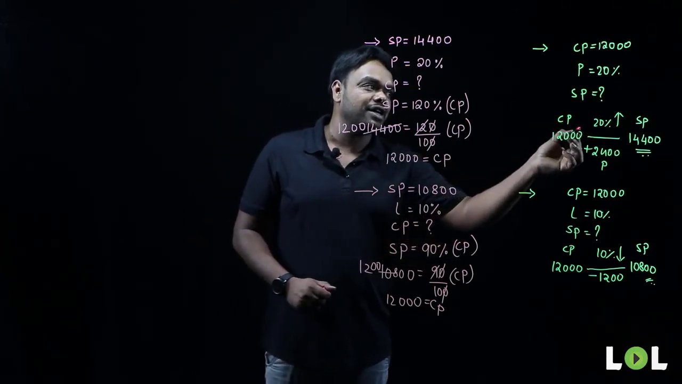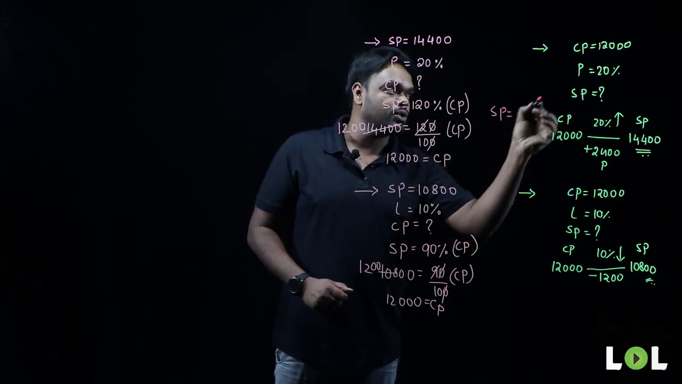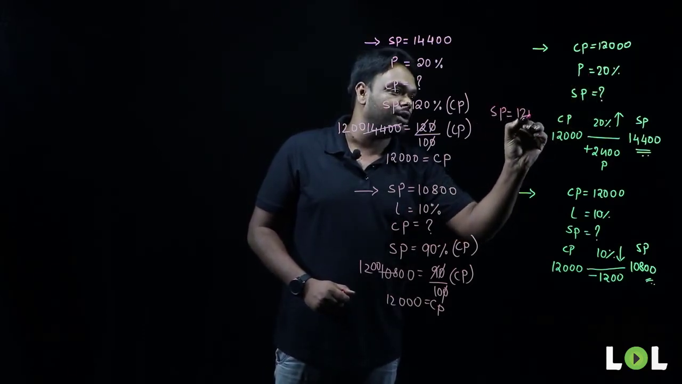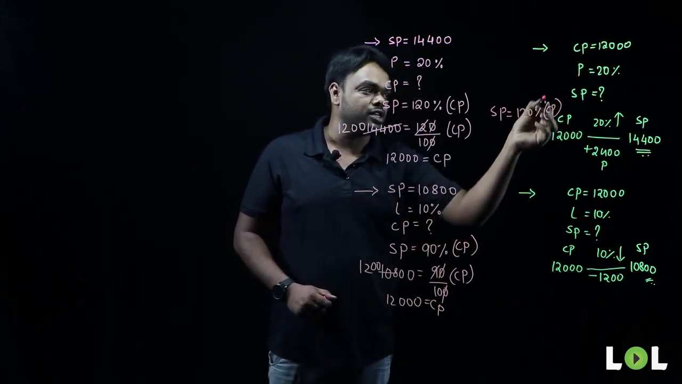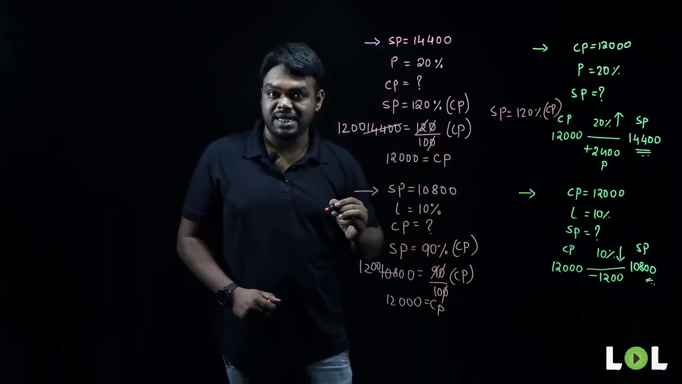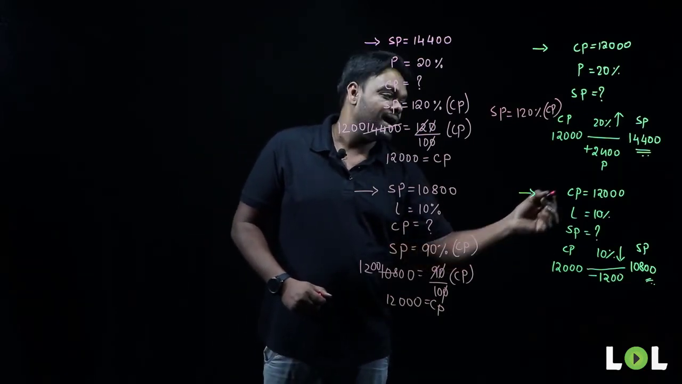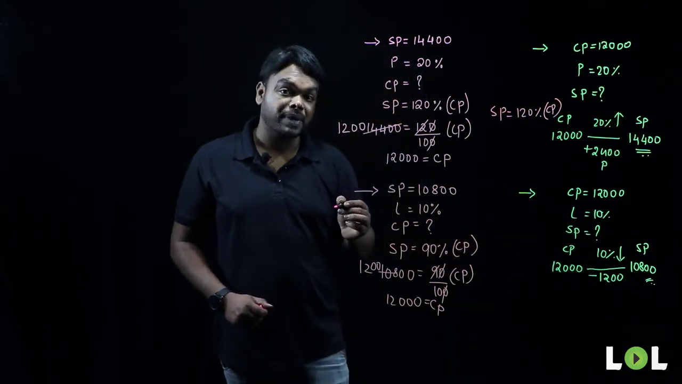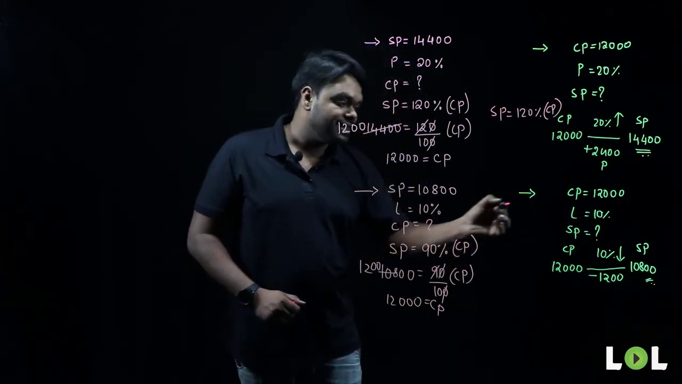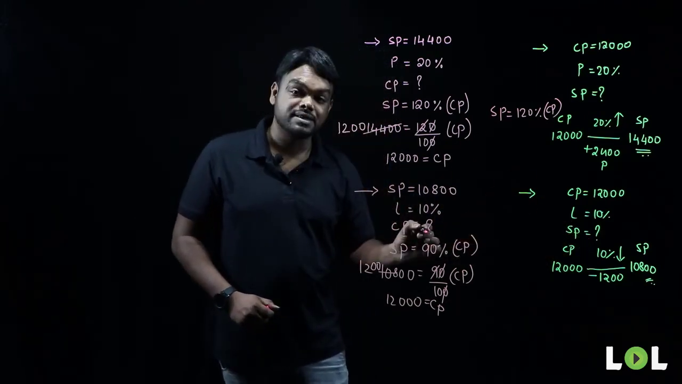If you want to use the relationship here, you can simply write that selling price is equal to 20% profit, which means 120% of cost price. Now just apply the cost price 12,000 here, and you still get the same answer. Here as well you can write selling price equal to 90% of the cost price, apply the cost price as 12,000, and definitely you'll get the same answer. But to calculate the selling price, this will be the easier method, whereas to calculate the cost price, this is the method.